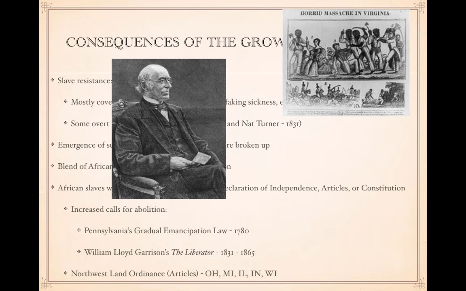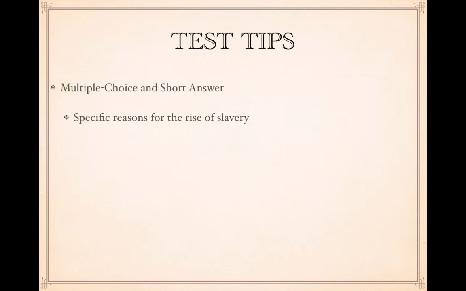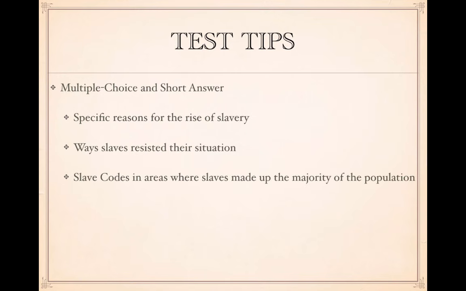Now, under the Articles of Confederation, the Northwest Land Ordinance of 1787 does ban slavery in the Northwest Territory, which includes Ohio, Michigan, Illinois, Indiana, and Wisconsin. All right, so some test tips for you, multiple choice and short answer. Be able to identify and explain specific reasons for the rise of slavery. That's what I started this video with. Make sure you can do that. What were different ways slaves resisted their situation? And slave codes in areas where slaves made up the majority of the population. Be able to identify and explain that.